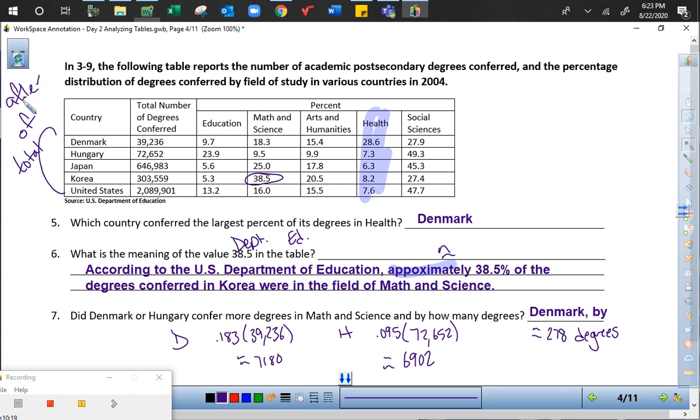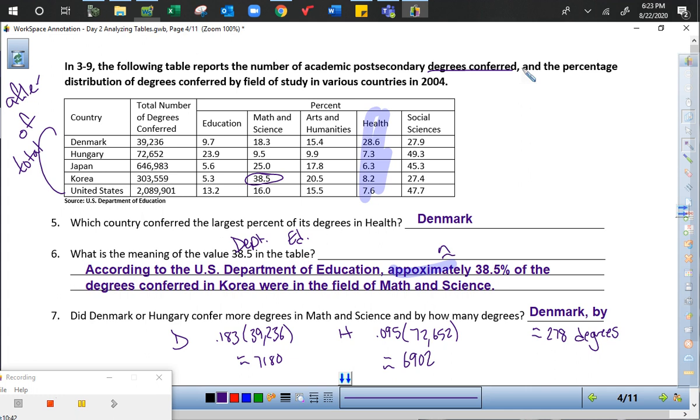So order matters. We can't say 38% or 38.5% of math and science were conferred in Korea. That's not true. But we can say that 38.5% of degrees conferred in Korea were in math and science, or the field of math and science. Okay, and so that's how it's written in there. I use conferred because that's what was given in the table information.